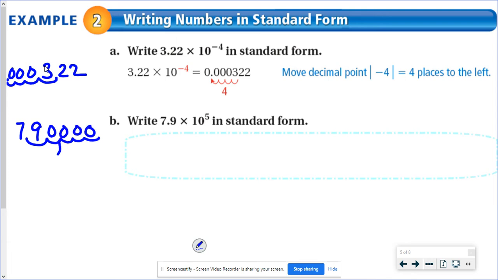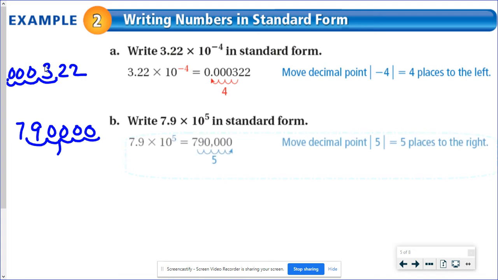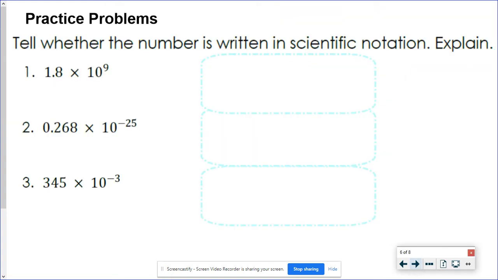And then usually when we've got big numbers, we do like to have commas. It makes it a little bit easier to read. But 790,000. For these 3, again, I'm looking at, are they actually scientific notation?